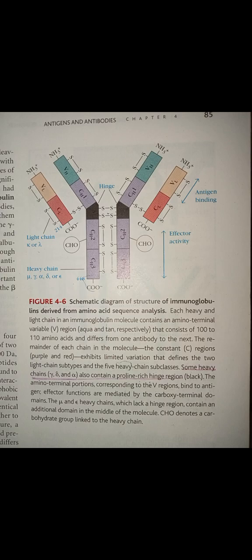Some heavy chains also contain a proline rich hinge region. The amino terminal portions corresponding to the V regions bind to antigen. Effector functions are mediated by the carboxy terminal domains. The mu and epsilon heavy chains, which lack a hinge region, contain an additional domain in the middle of the molecule. CHO denotes a carbohydrate group linked to the heavy chain.